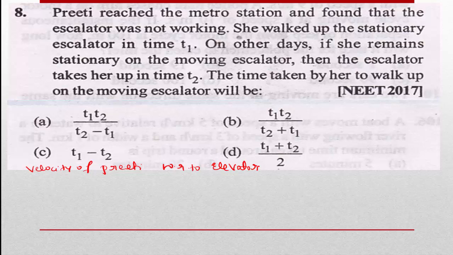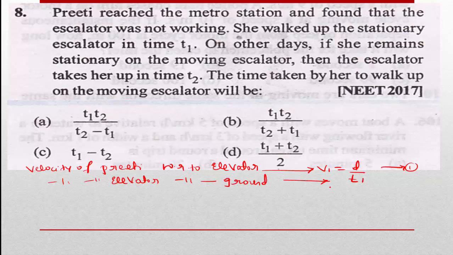With respect to the elevator, how to find the velocity? The rate of change of displacement, that is P1 is equal to d divided by T1. This is equation number 1. And the velocity of the elevator or escalator with respect to ground, that is P2, is equal to d divided by T2.